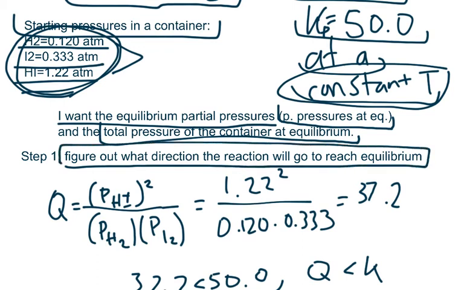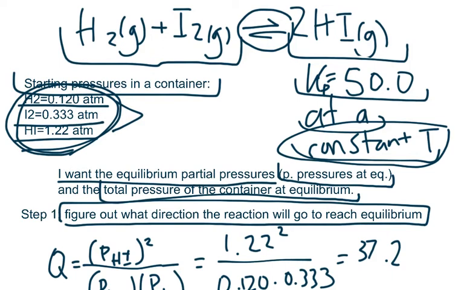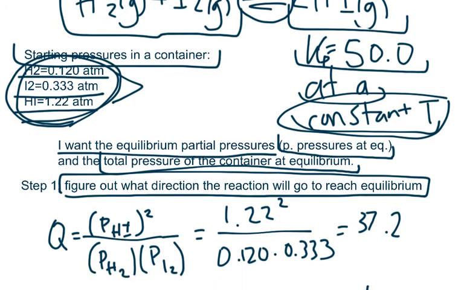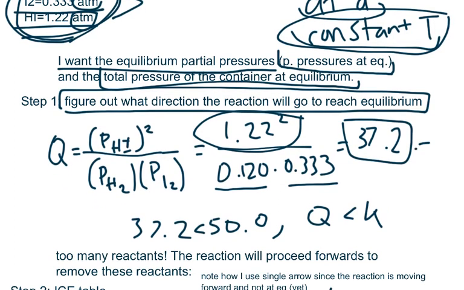To do that, we have to figure out if Q is greater than or less than K. Our Q is based on the reaction, so the partial pressure of HI squared over the partial pressure of H2 times the partial pressure of I2. And we substitute our values in. Notice how all these are in atmospheres, so we are good here, and we don't have to change anything. So 1.22 squared over 1.20 times 0.333 gives us 37.2. Now 37.2 is our Q, or our reaction quotient.